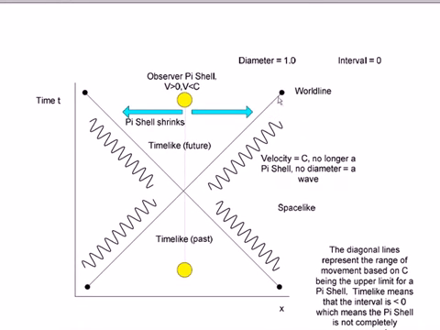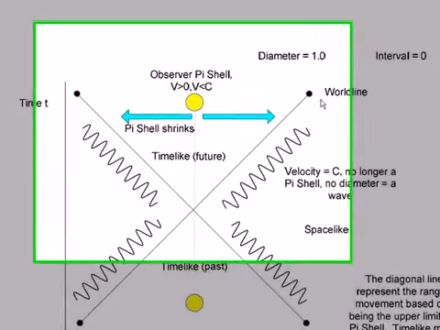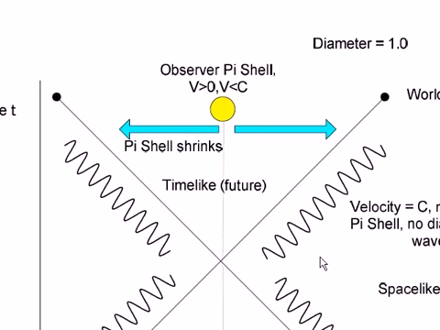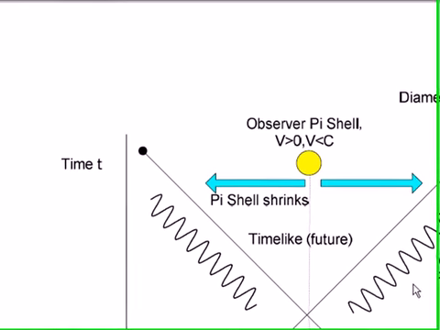Outside here, it's called space-like. In other words, the pi shell or atom doesn't really exist in this place, because it's faster than the speed of light. So the pi shells exist inside these cones here. This is the past, and that's the future.